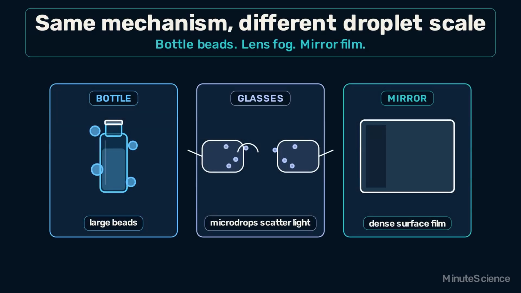Cold lenses enter a warm, humid room and cool the air beside them below its dew point. Instead of large drops, many tiny droplets scatter light, producing a milky film. Bathroom mirrors fog for the same reason when warm, moist air meets a cooler surface.